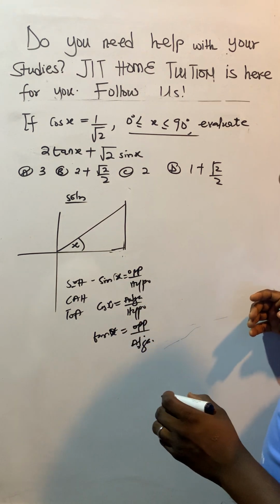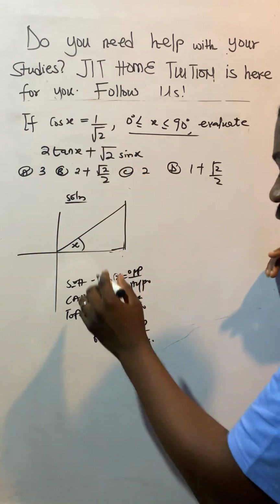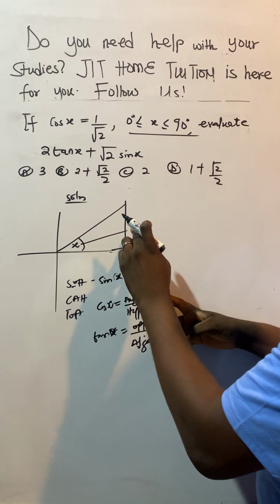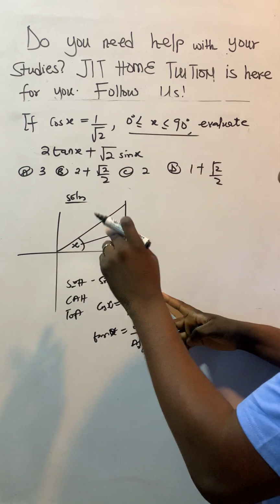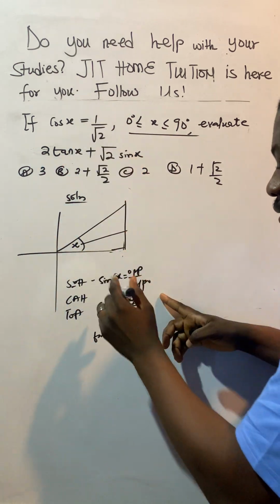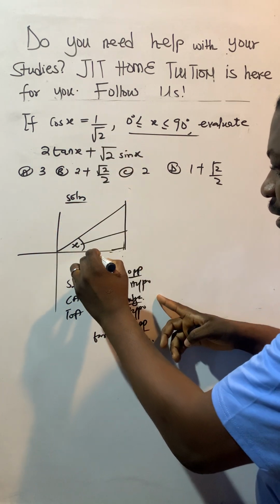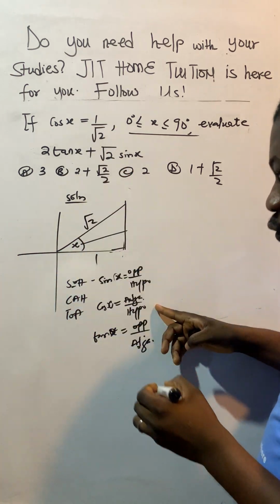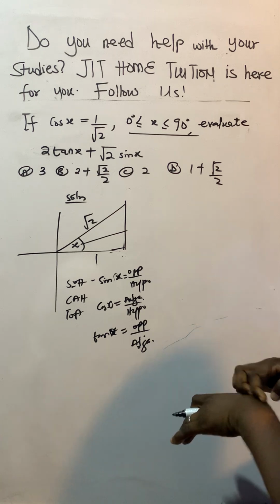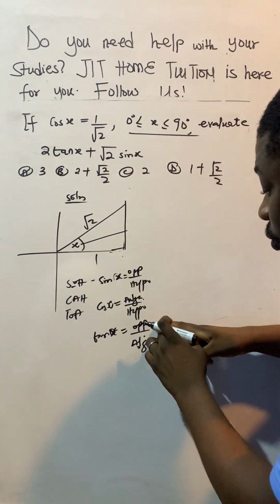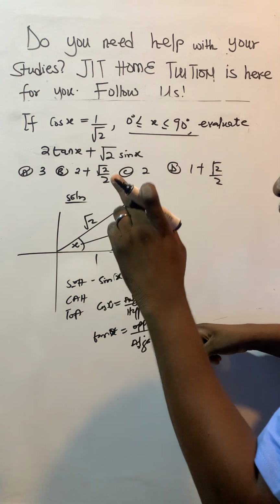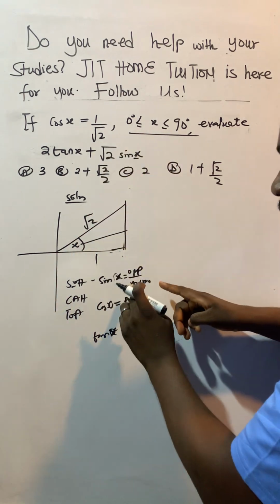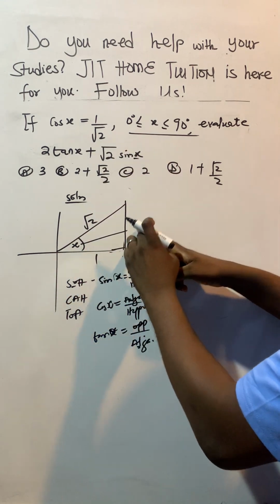Now let's look at it. Based on what has been given to us, we have cos, that is adjacent over hypotenuse. Where this angle is facing is opposite, but we don't know. Now this side is the adjacent, and the hypotenuse is root 2. The question is telling us to find tan, but tan requires us to get the opposite, and because we don't know, and we also need to find sine, but sine is also saying opposite. Therefore, we need to find the opposite.